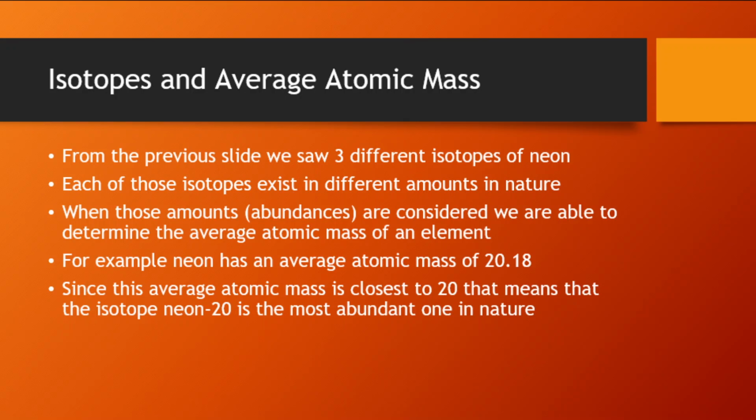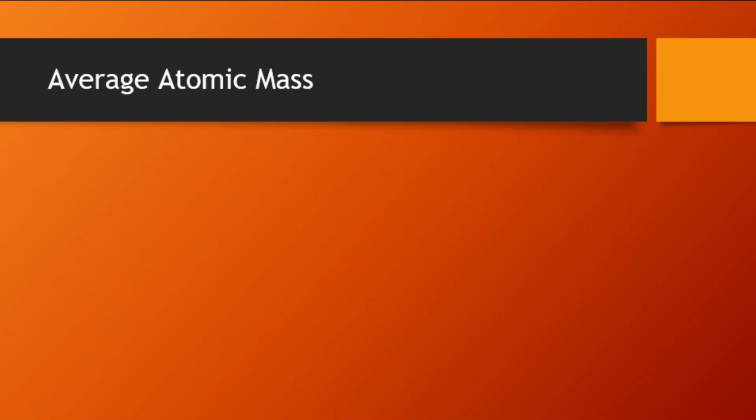Now, please don't hear what I'm not saying. I'm not saying that neon 21 and neon 22 don't exist, but what I am saying is that they are found much less frequently than neon 20. Okay, so being able to look at the average atomic masses on the periodic table, that's going to give you an indication of which isotope of the element occurs most in nature. Okay. Now, to show you how they get these calculations, the next slide is going to have one worked out.